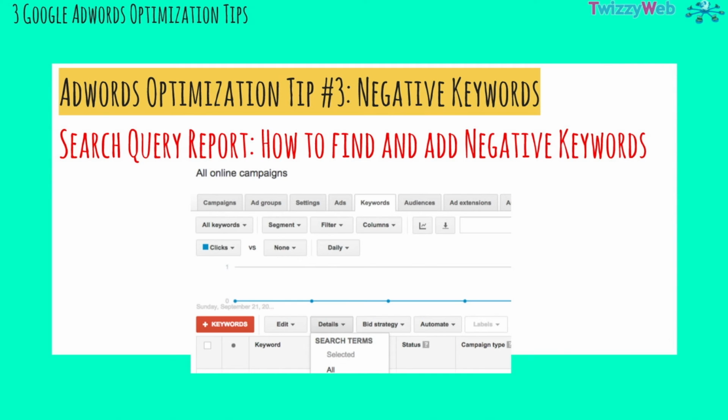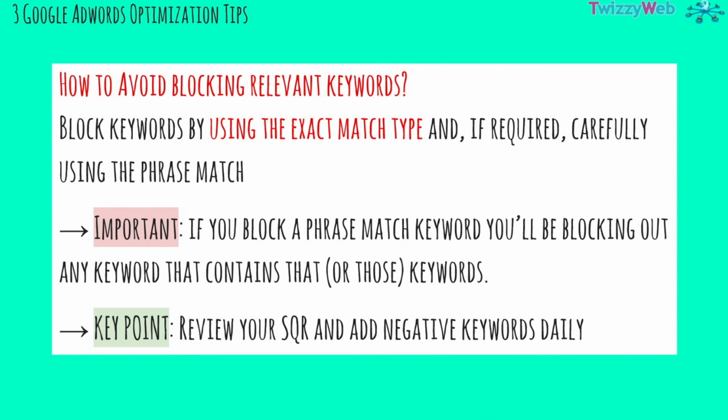Okay, now last but not least, AdWords optimization tip number 3. In this case, we're talking about negative keywords, and we're looking at the search query report. Inside there, we want to look at how to find and add these negative keywords. Under the keyword section of Google AdWords, click on the keyword details button, and you'll be able to view all the real search terms, the queries that your visitors used when clicking on your ad. So how do you avoid blocking relevant keywords?